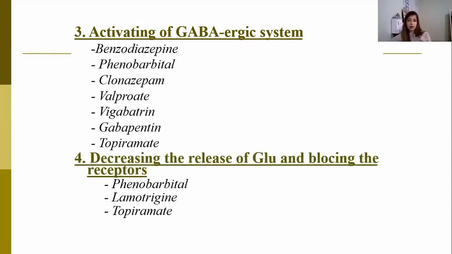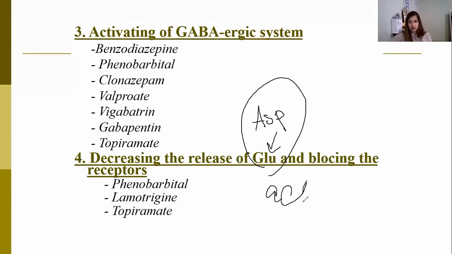And on the other hand, you remember that we have too much activating, like glutamate and aspartate. So we want to decrease them, decreasing the release of glutamate and blocking the receptors. If we decrease the release of glutamate and also our activating aspartate, we will block the receptors of them. So again, less activation will be and less active action potential. So that is how we will again restore the balance. The drugs which can do that are phenobarbital, lamotrigine, and topiramate.